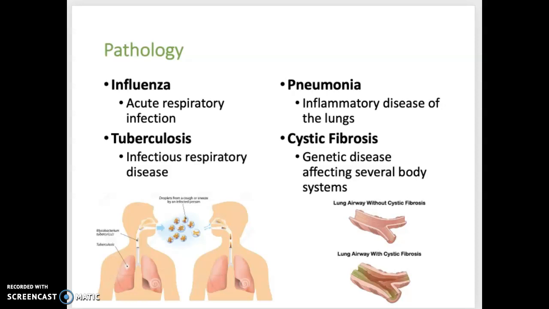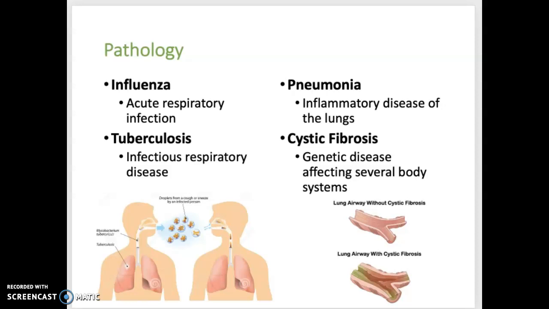Tuberculosis is an infectious disease that affects the lungs. It's caused by a bacterium rather than a virus, and it's spread by droplet transmission. So, droplets of respiratory secretions as they kind of fly through the air. Symptoms include weakness, chills, fever, coughing, and sometimes bloody sputum.